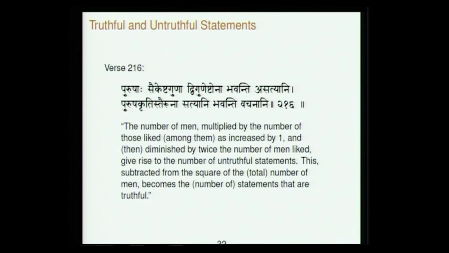So, here he has given the solution. Purushaha saikeshta guna jigunestona bhavanti asatyani purushakrutistairuna satyani bhavanti vachanani. The number of men multiplied by the number of those liked among them has increased by 1 and then diminished by twice the number of men liked, gives rise to the number of untruthful statements. This subtracted from the square of the total number of men becomes the number of statements that are truthful.